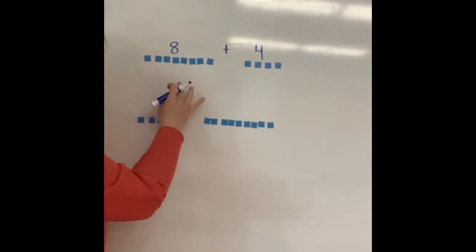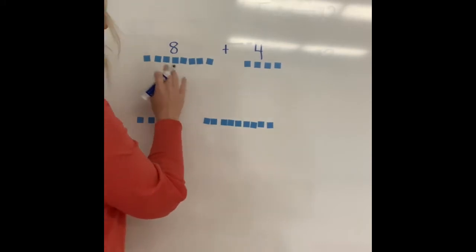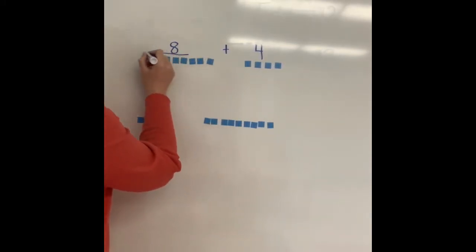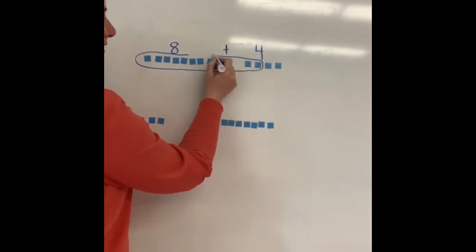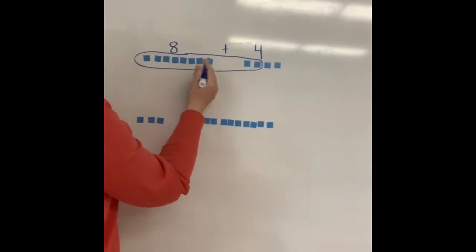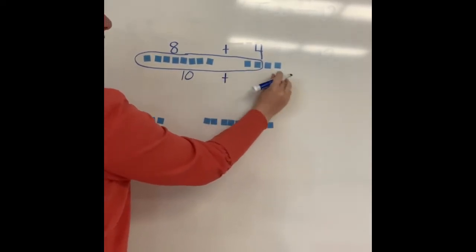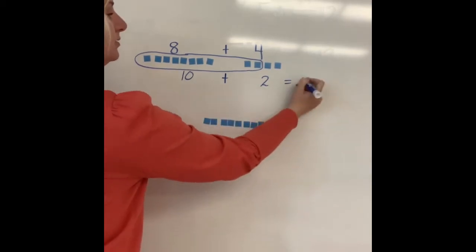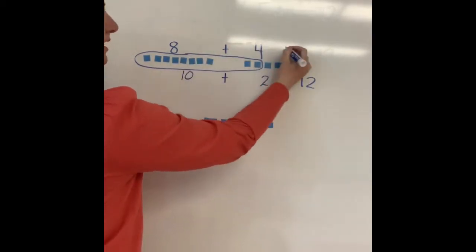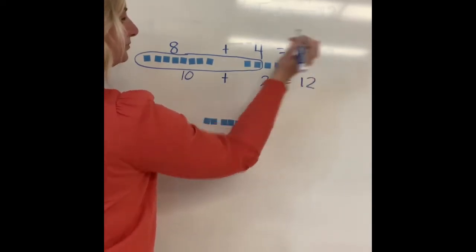Now to make this easier, we want to make this 8 into a 10 because it's closest to the 10. So we are going to grab all 8, plus we need 2 more to make 10. So now I have 10 here, plus 2 over here equals 10 plus 2, 12. So that means 8 plus 4 also equals 12.